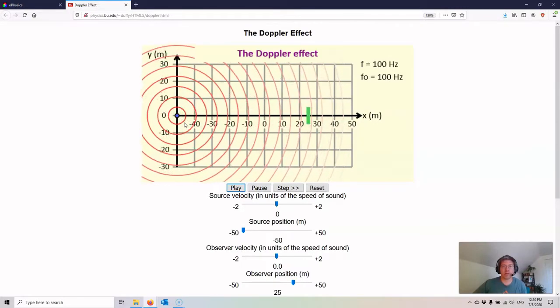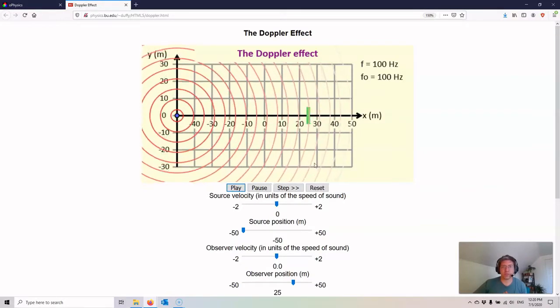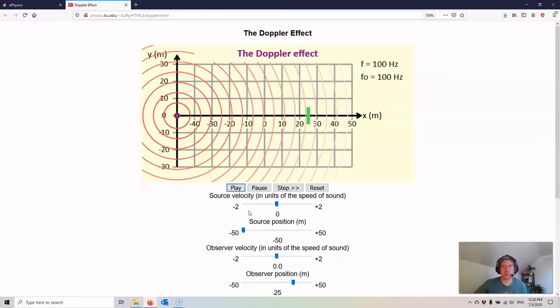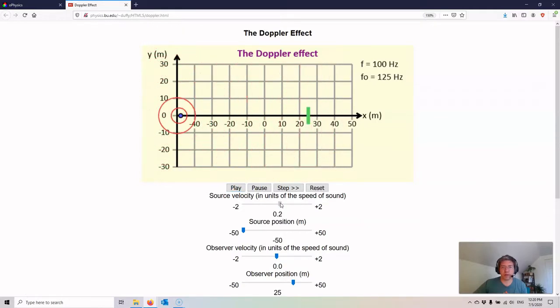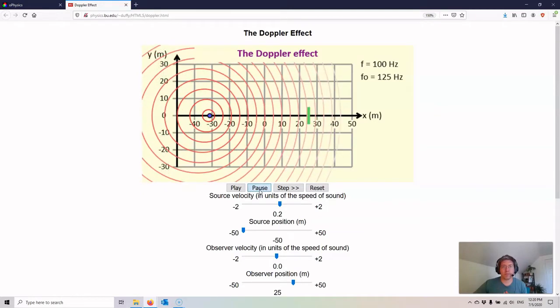So now I'm going to set the source in motion. I'm going to imagine the source is moving to the right towards the observer. So I'm going to do that right here. The units here are just in terms of the number of times the speed of sound. So we're just going to go up to maybe 0.2 times the speed of sound. Here it's moving. Now if you look carefully, let me pause, you notice that the wavelength on this side has become a bit shorter, while the wavelength on this side behind it has become longer, and on the sides it's somewhere in between.